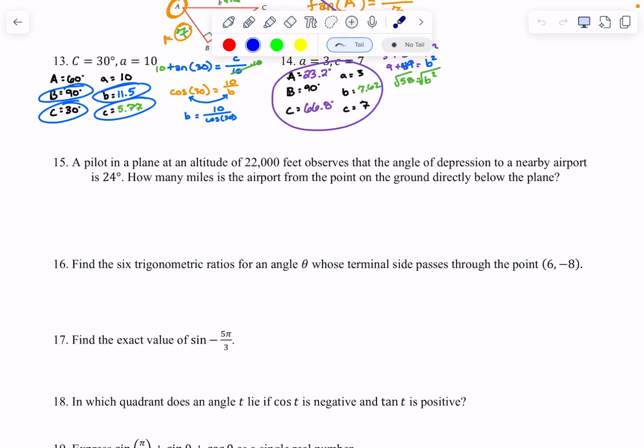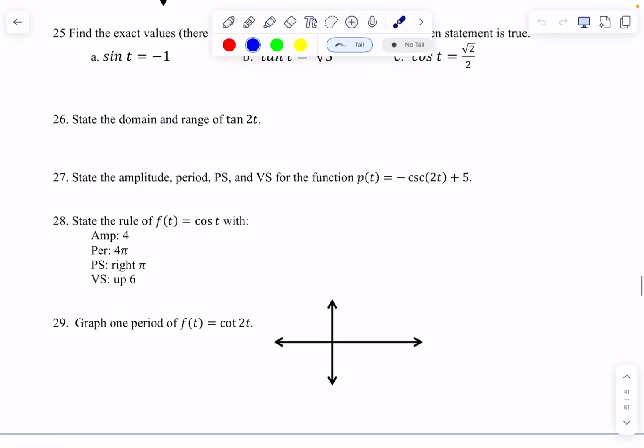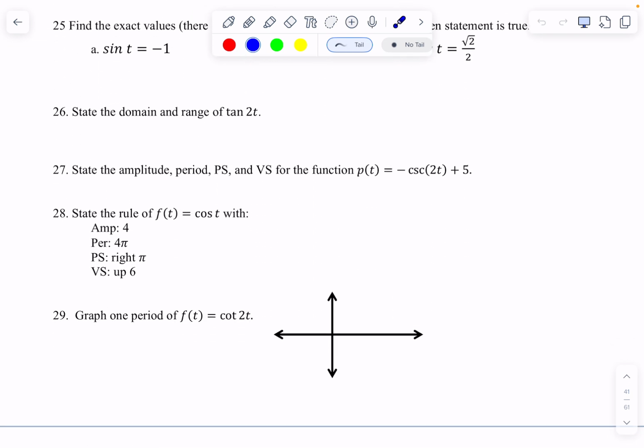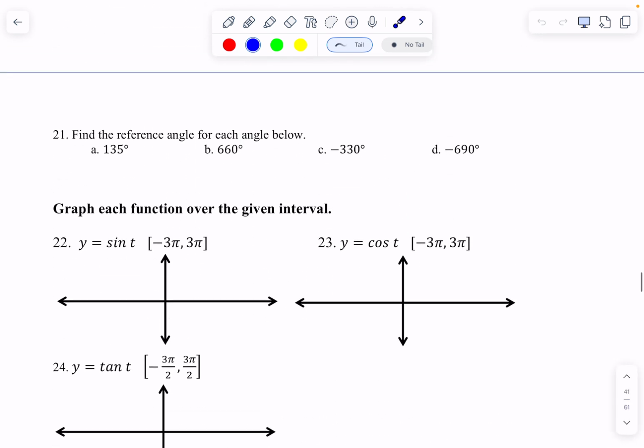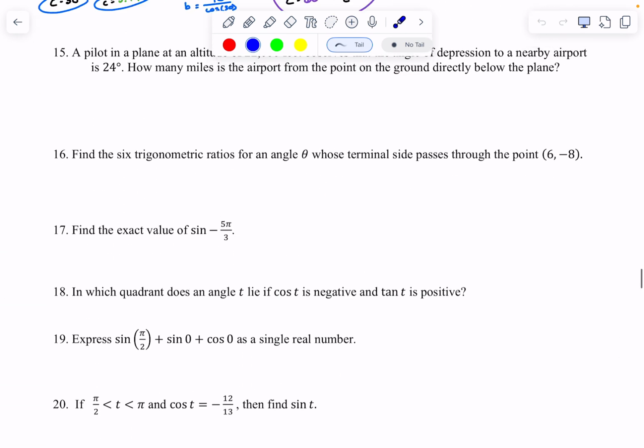Okay, Megan, we're on number 15. Oh, we gotta get further than 20. I'm hoping to get through, it'd be great if we could get through 29. That'd be awesome. Okay. 15 through 20 shouldn't take too terribly long, I hope.